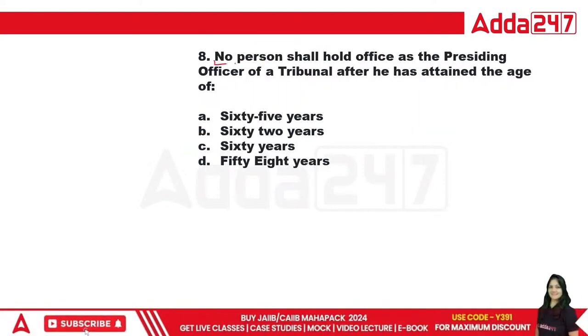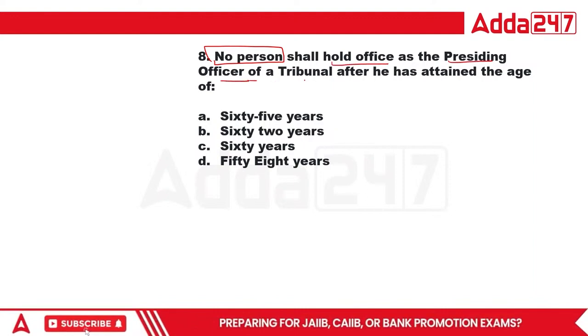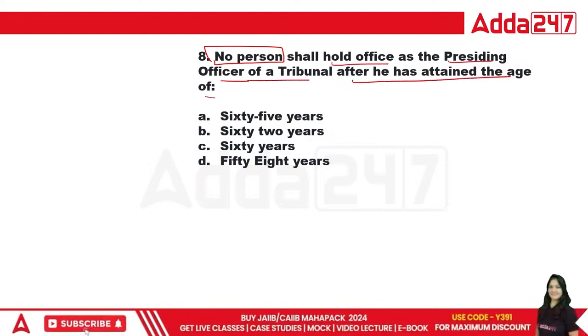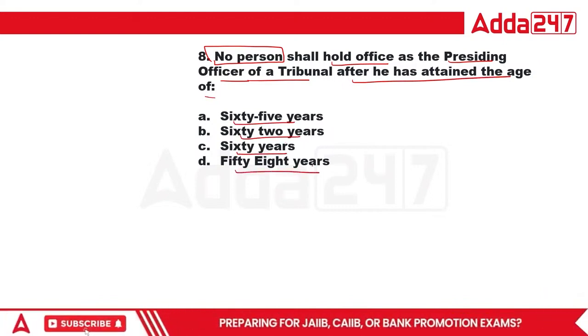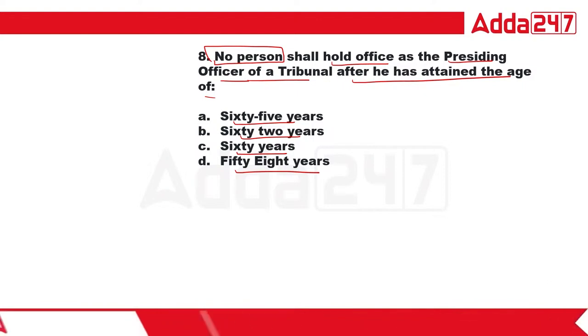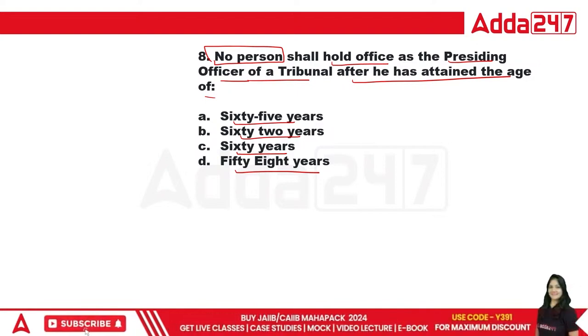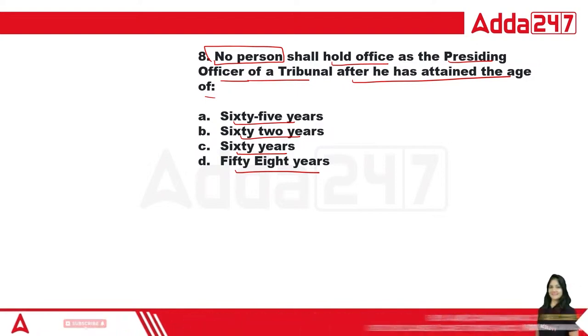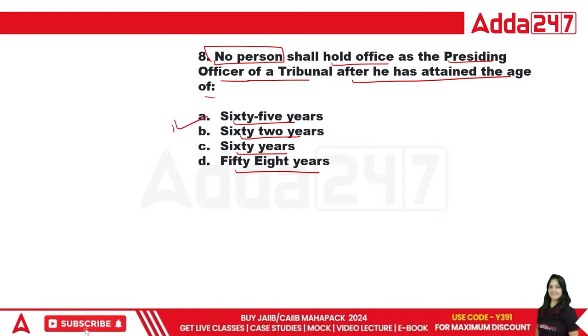Next, no person shall hold office as presiding officer of tribunal after he has attained the age of 65 years, 62 years, 60 years, or 58 years. This is a very important question. These are very, very important. So for this one, the right answer is 65. A is the right answer.